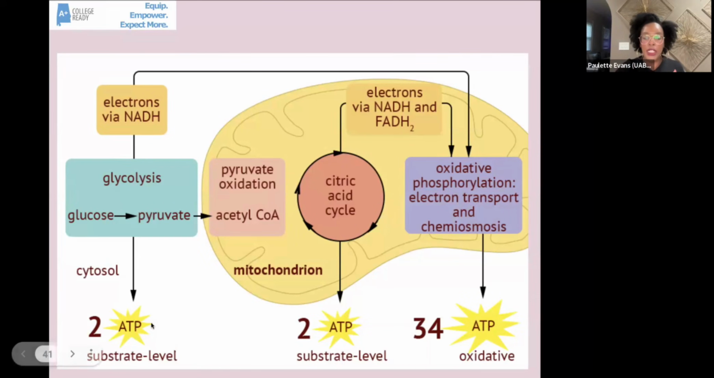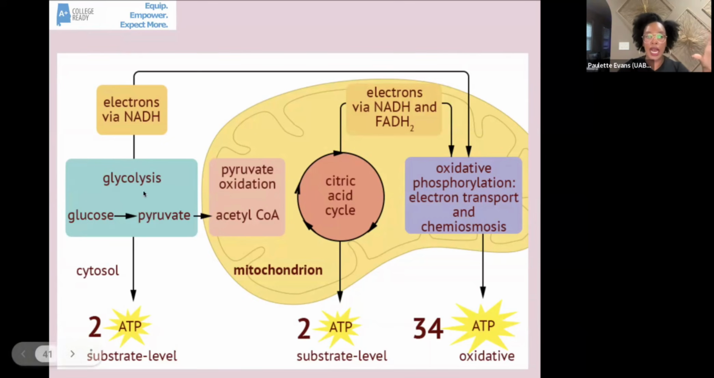Now, you do make some ATP along the way, a substrate level process where it's an enzymatic process. So some low levels of ATP made there, but you get your big bang for your buck here with oxidative phosphorylation, and that happens in the electron transport chain.